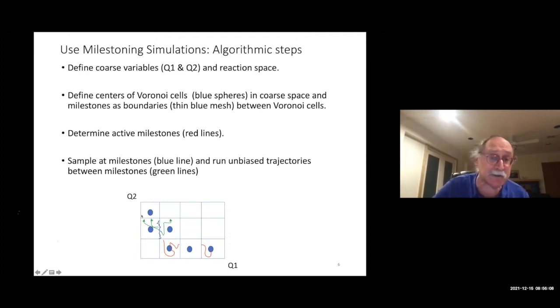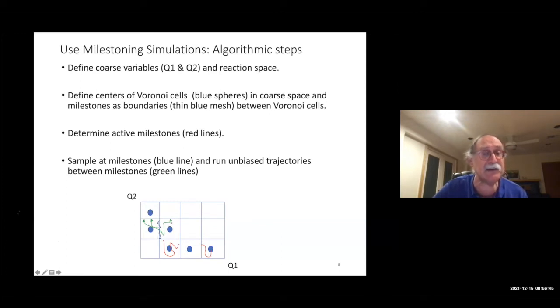We do it for all the sampled configurations. And once we are done, we take all the sets of active milestones, and then we sample at the active milestones with a constrained sampling procedure. So we run a molecular dynamics trajectory here, which is confined to the line here, or to the milestone here, and we get a number of conformations at this particular point. Once we have done it for all the milestones that are active, all the milestones that we identified, then we run unbiased trajectories from each of the milestones, like the green line here.